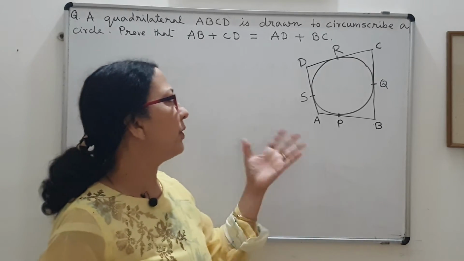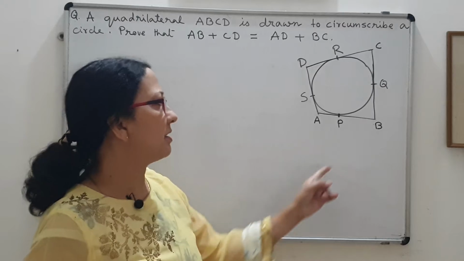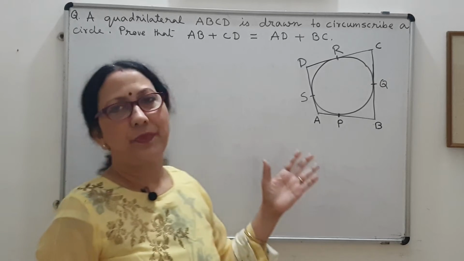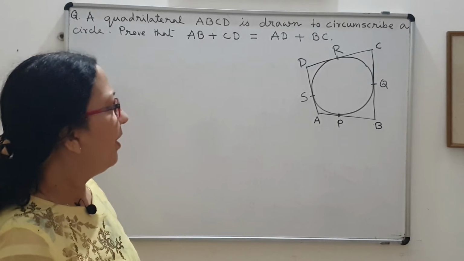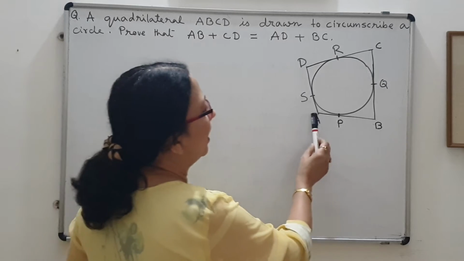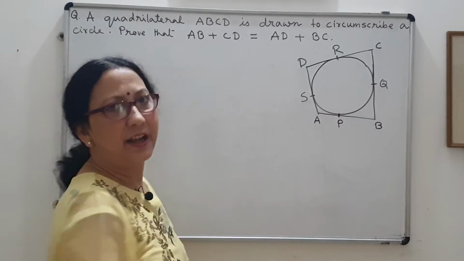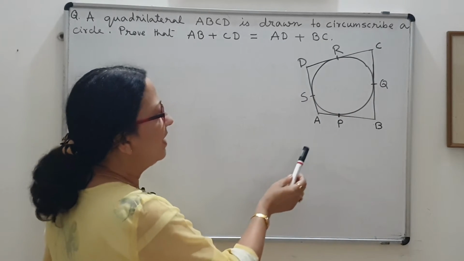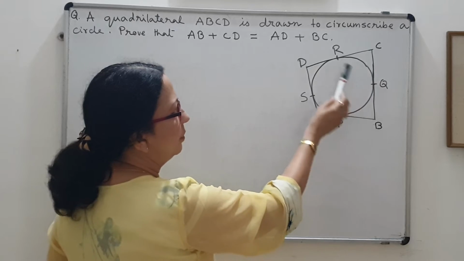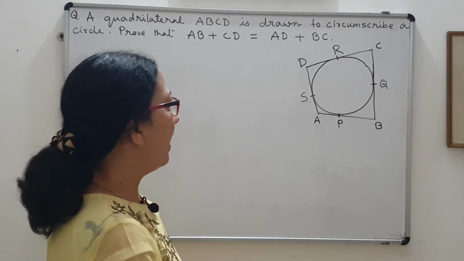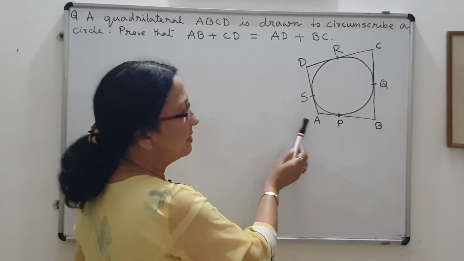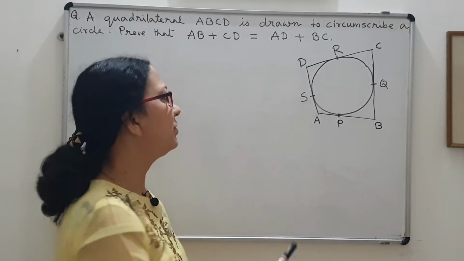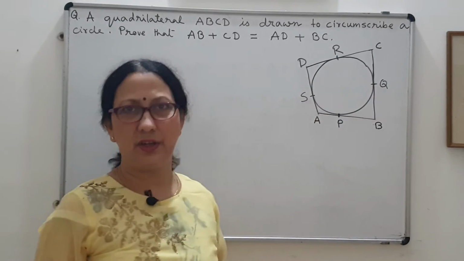Very important result. Whenever a quadrilateral circumscribes a circle, the sum of the opposite sides of the quadrilateral are equal. So, how will you prove this? Now, you see the sides of the quadrilateral are tangents to the circle. So, 4 sides are 4 tangents to the circle, and the points of contact are shown as P, Q, R, S. We can consider the vertices of the quadrilateral A, B, C, D as the external points from which tangents are drawn to the circle. In this way, we can visualize.